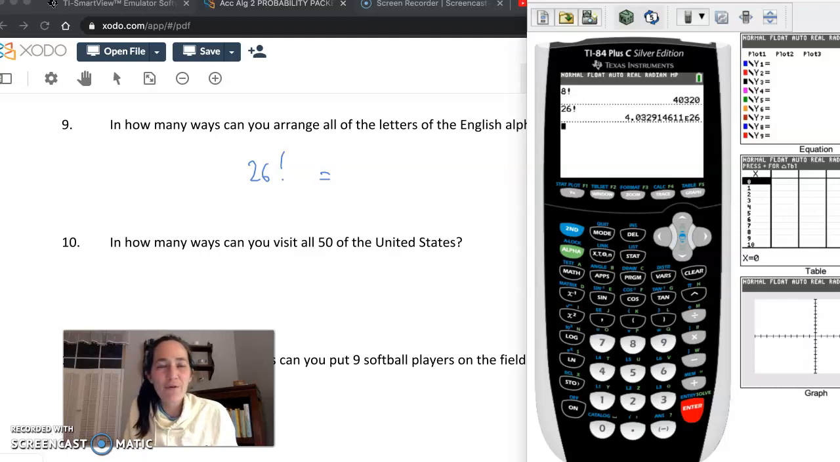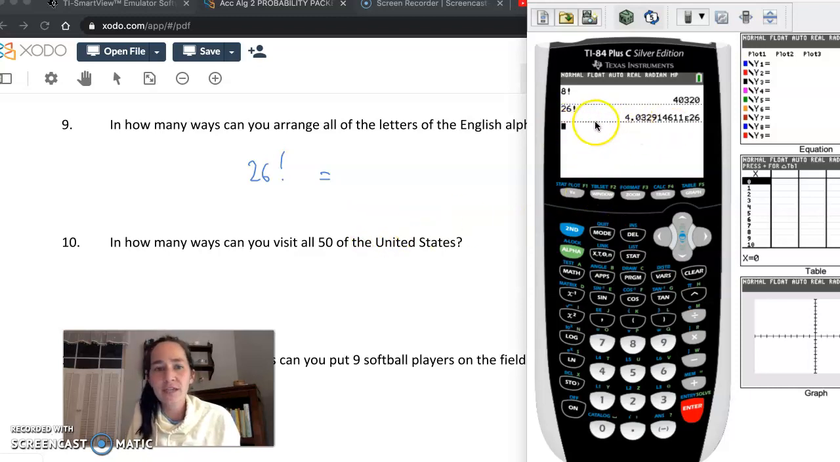Okay, we're back for part two of counting principles and permutations today, our first day of probability, and we are back on page 2 of the probability packet. We were just getting 26 factorial for the arrangement of all the 26 letters in the English alphabet.